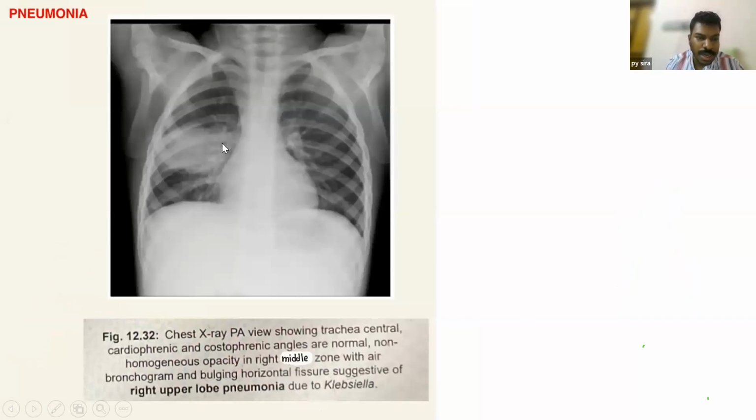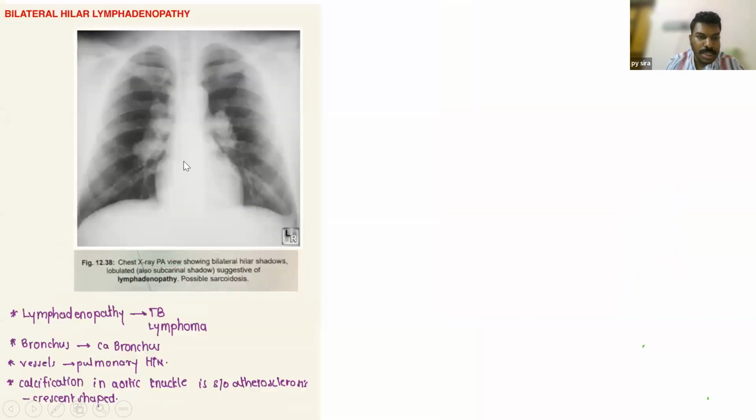Then this X-ray is again telling that there is a pneumonia patch here, or a consolidation patch here. Then next is this one. You can see here a case where you see a lot of enlargement in the hilar area bilaterally. This bilateral hilar enlargement indicates hilar lymphadenopathy, and it is usually associated with sarcoidosis, or even tuberculosis and lymphomas. In all these conditions you get bilateral hilar lymphadenopathy.